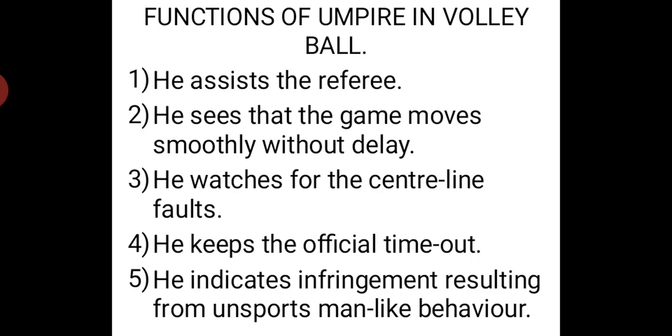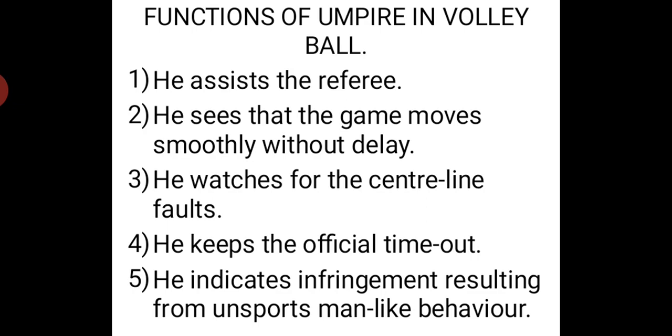Okay, we have the functions of the umpire. The umpire assists the referee. Now 2, he sees that the game moves smoothly without delay. Now the third function is that he watches for the center line faults. The 4th one, he keeps the official time out. The 5th one, he indicates infringement resulting from unsportsmanlike attitude.